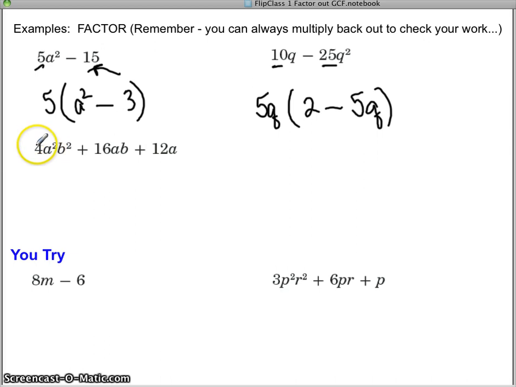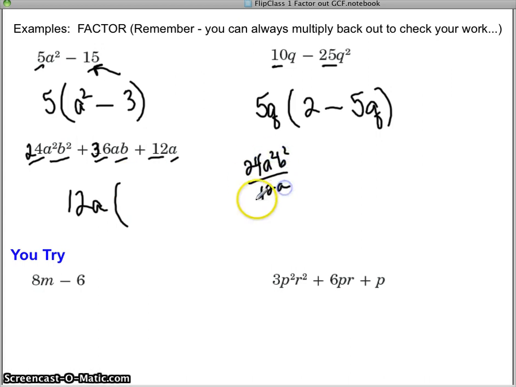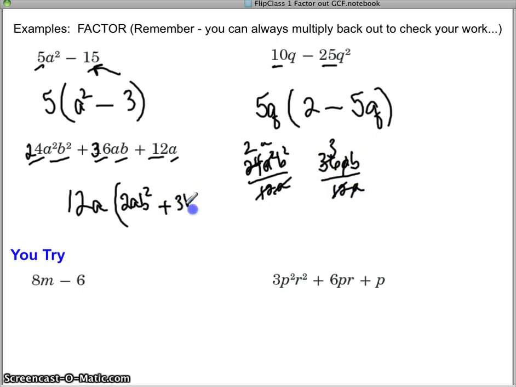And finally, this last example, except I'm going to change this to 24a squared b squared and 36ab. Because what I want to look at right now, between 24, 36, and 12, you can take out a 12. And then a squared b squared, ab, and a, we can take out an a. What's left over? 24a squared b squared divided by 12a. 12 goes into 24 twice. A squared and a, one of them cancels. So you have 2ab squared. Then 36ab divided by 12a. 36 divided by 12 is 3. The a's cancel, so you get 3b.